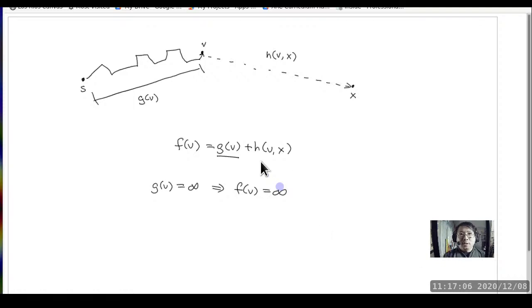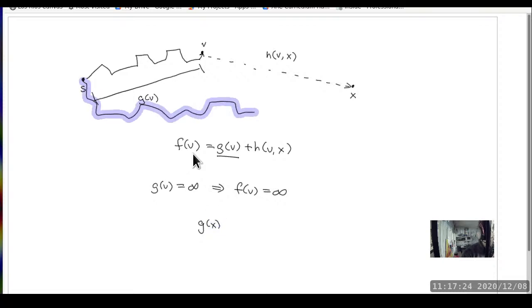All right. So if that is the meaning of f of v, then what does it mean when we have something like this? So if this is f of v, what is g of x? G of x is basically saying, through the exploration, we found a path from the starting point to the destination. And this is g of x, and g of x, at least at this point of the algorithm, is the length of an actual path from the starting point to the destination.